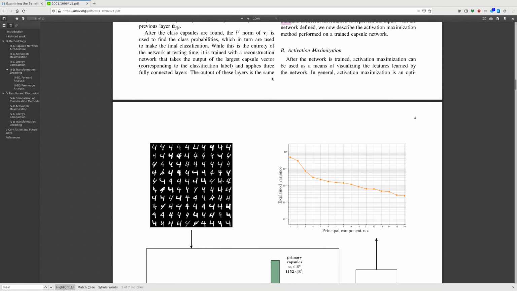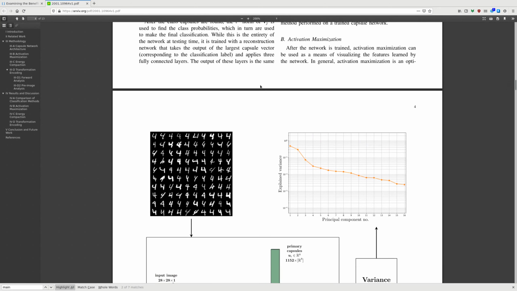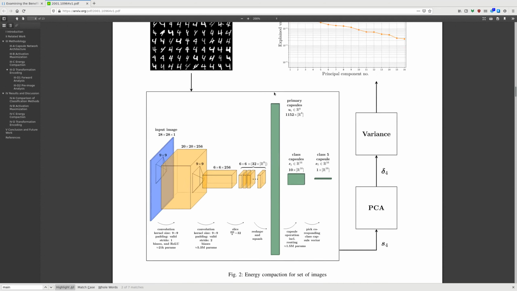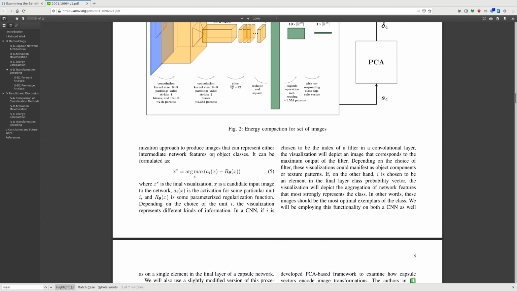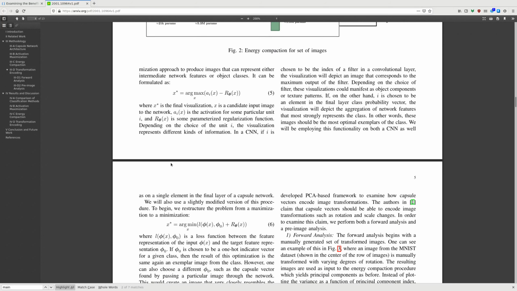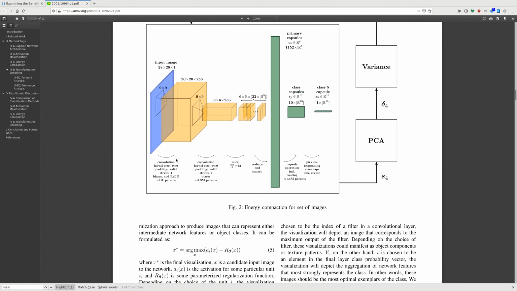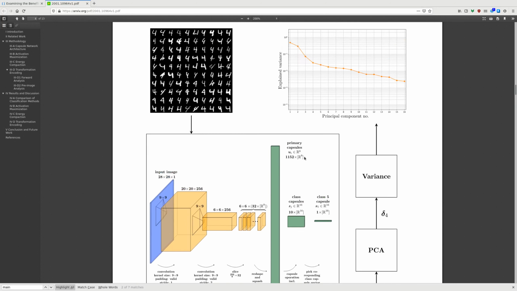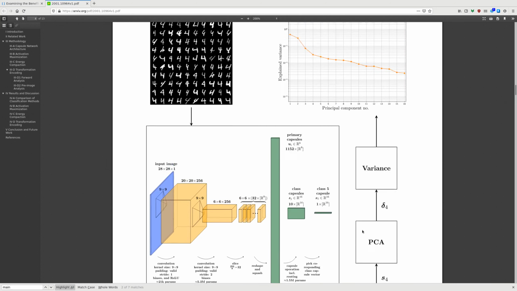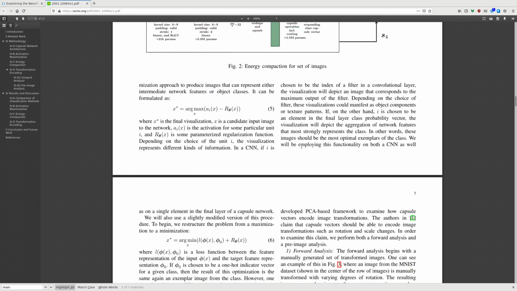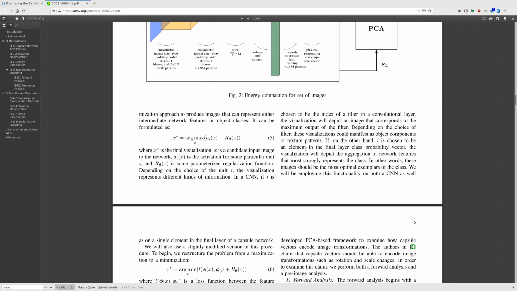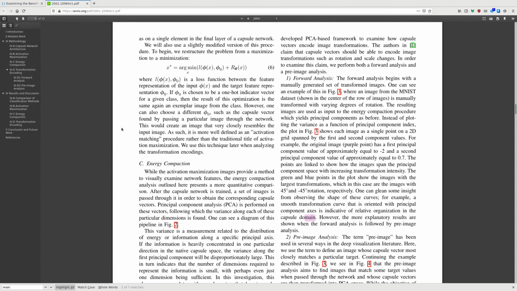Okay, activation maximization. After the network is trained, activation maximization can be used as a means of visualizing features learned by the network. In general, activation maximization is an optimization approach to produce images that can represent either intermediate network features or object classes. It can be formulated as energy compaction.